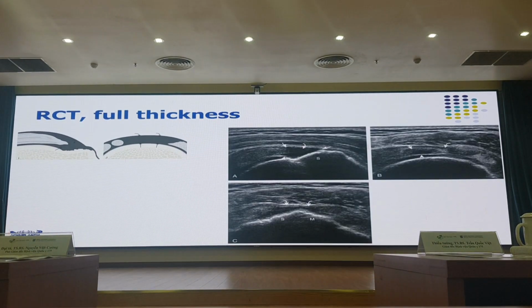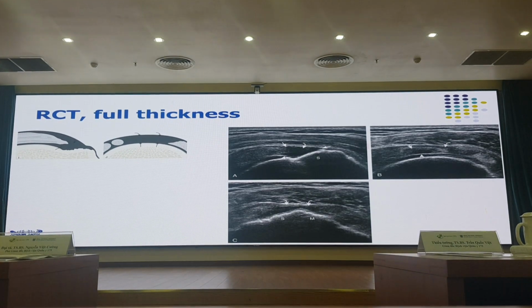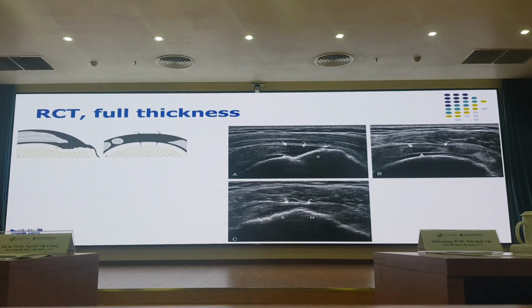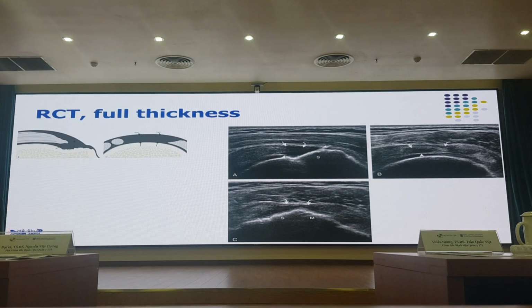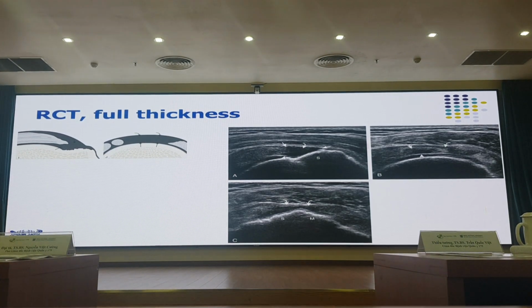And the full thickness cuff tear is more easily defined using sono, and you can see the hypoechoic region or anechoic region, and you can see the retracted tendon, just the medially retracted tendon.